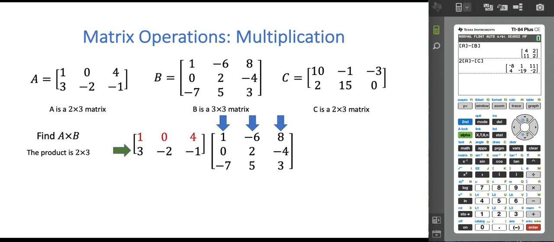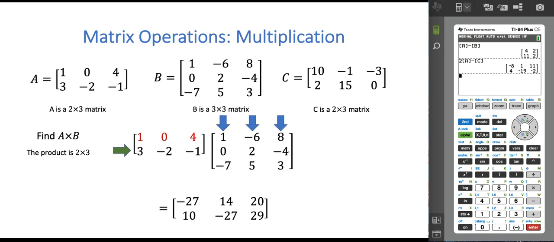So you're going to take, for example, 3 times 1, -2 times 0, -1 times -7. So that would be 3 plus 0 plus 7, which is 10. And you'll see on the next screen, that's the answer. So you add those together. Does that make sense? 1 times 1, 0 times 0, 4 times -7, that's -28 plus 1. That's where we got -27. And you do that for every row by every column.